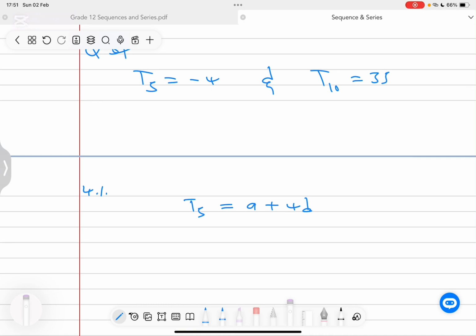At this stage, I have information that I can use when I have built this equation to say T5, we're saying it's -4. That means where I see T5, I can replace that with a -4, not a 4. Sorry about that. And in this case, we don't know the first term. I'm just going to keep it as an a. And I'm going to add a 4d. We don't know d as well.